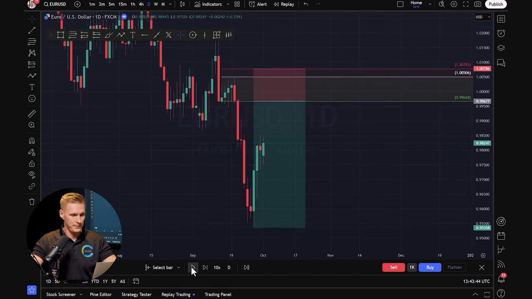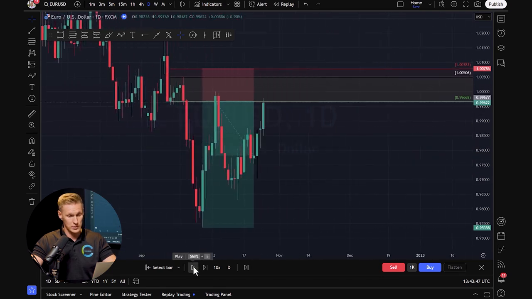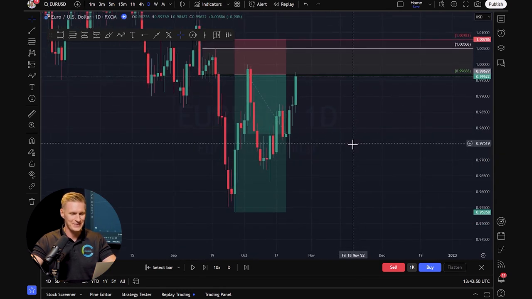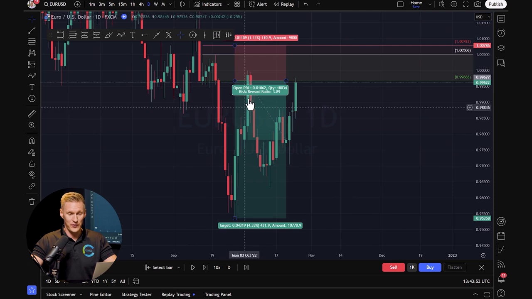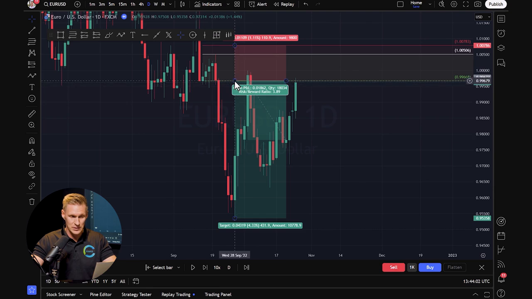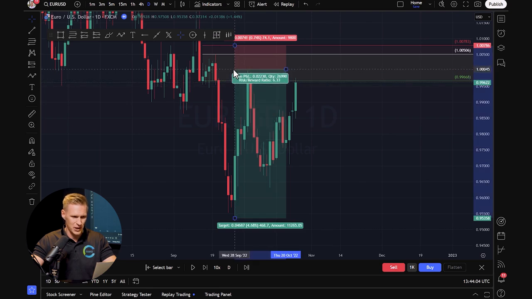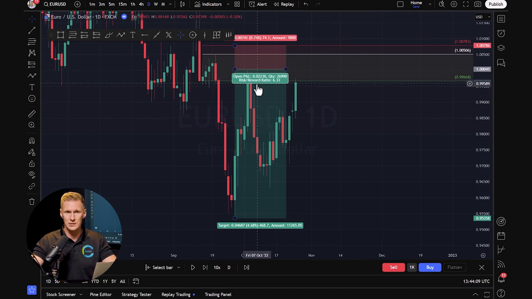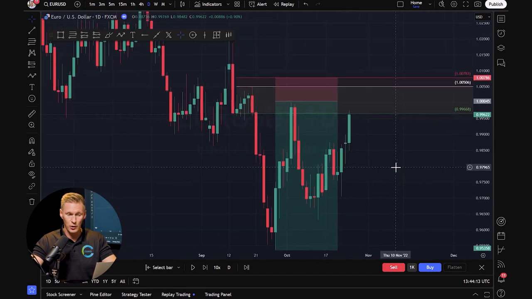Press the play button. You can see, oh, that was really quick, but we can talk about this. You can see we got filled here with entry opportunity 1. Of course, that's a set and forget entry. Option 2, around 50%, it should be around here. You can see it never got filled, right? And with option number 3, yes, it also got filled.